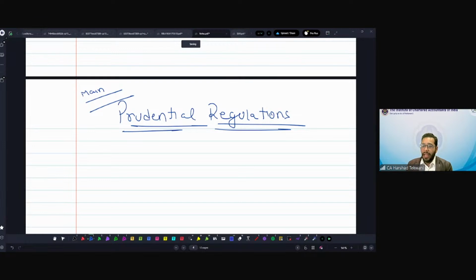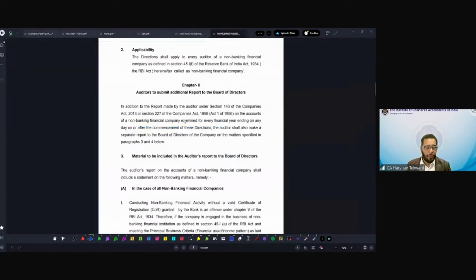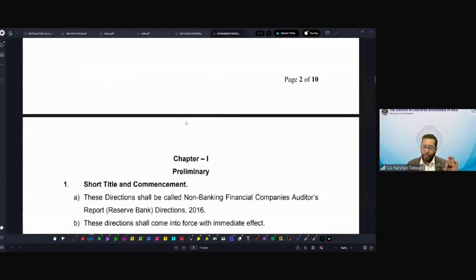So basically, there are two types of reporting when it comes to the NBFC. One is the supervisory filings that the NBFC does. The other is the filing or reporting that the auditor has to do. When it comes to the report of the auditor, I will just show you now. We will come back to that.